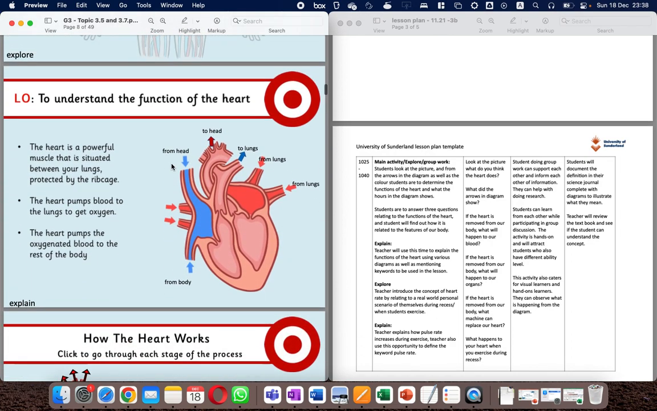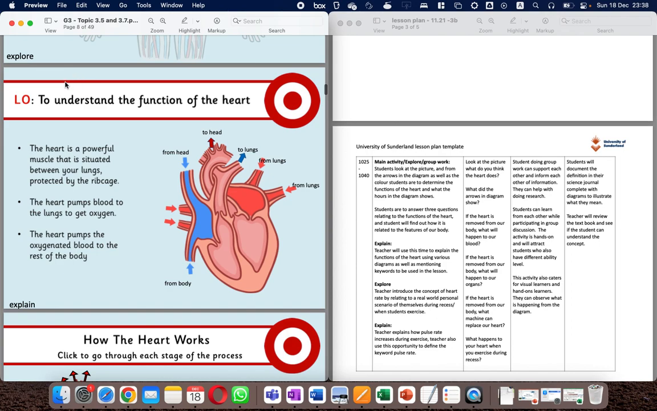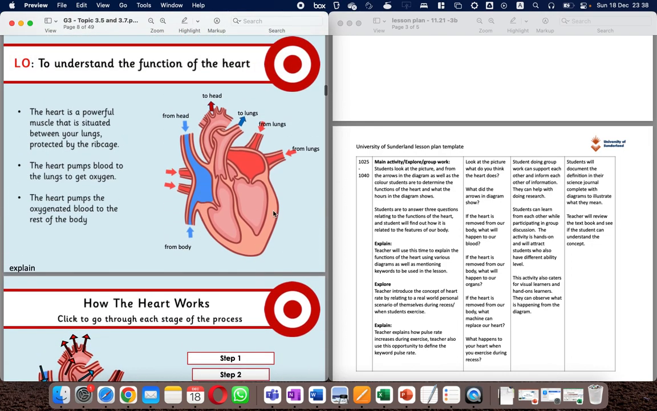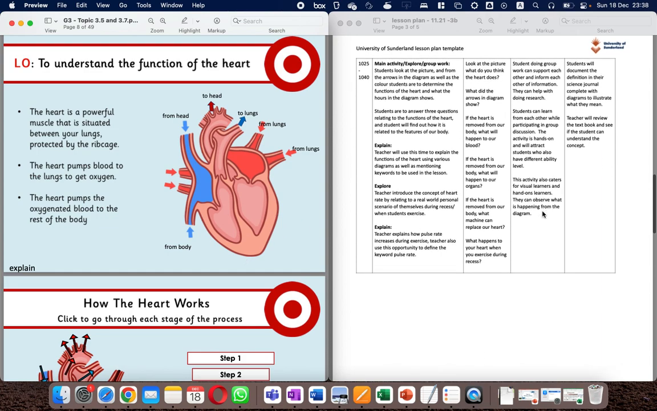So we go to the explanation. The lesson objective is to understand the function of the heart. We tell them, all right, the heart is a powerful machine, like a powerful muscle, between the lungs. Its job is to pump blood around and get oxygen into the body. Oxygen is one of the keywords, so we want to elicit those and write them down on the whiteboard as we go along.